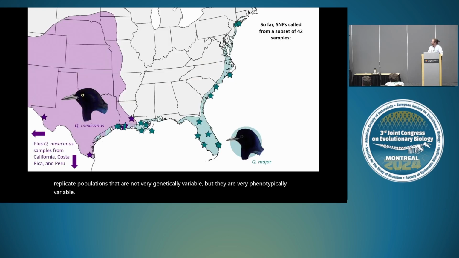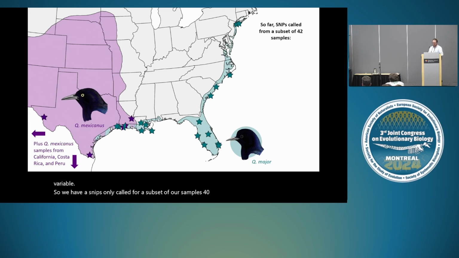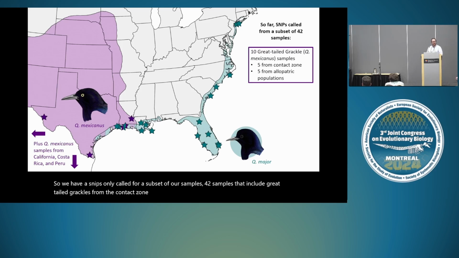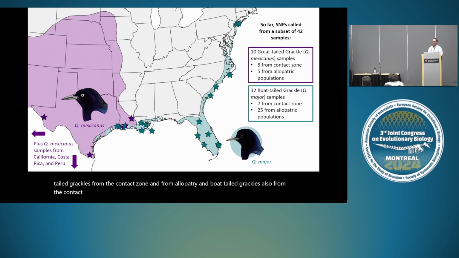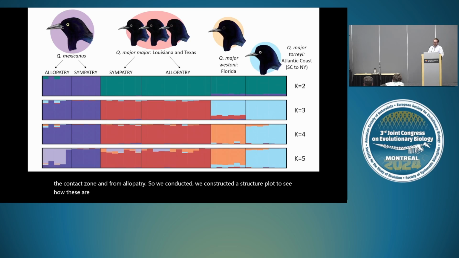So we have SNPs called for only a subset of our samples, 42 samples, that include great-tailed grackles from the contact zone and from allopatry, and boat-tailed grackles also from the contact zone and from allopatry. So we constructed a structure plot to see how these are related. And this is what it looks like with all of our boat-tailed grackles and our sampling of great-tailed grackles.